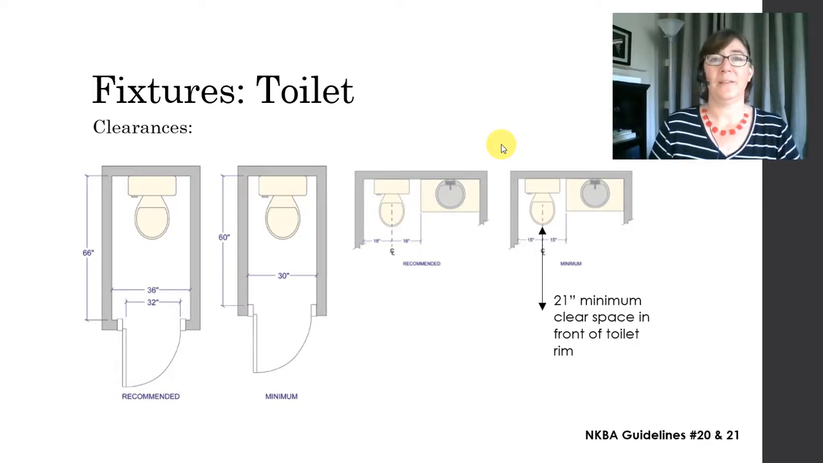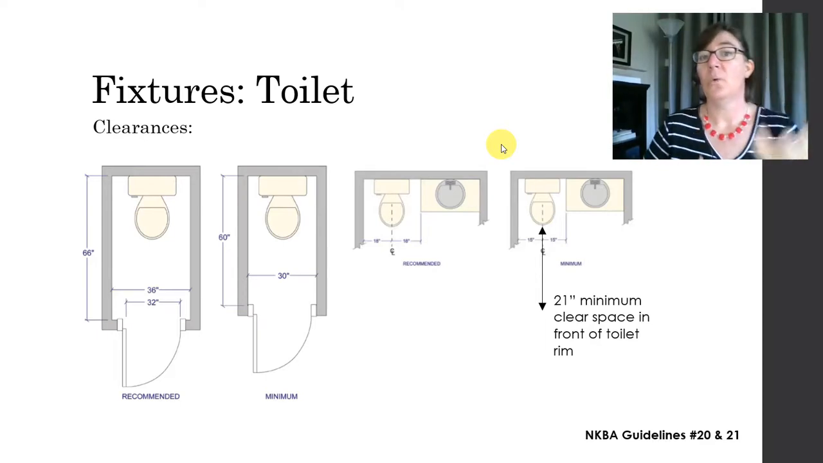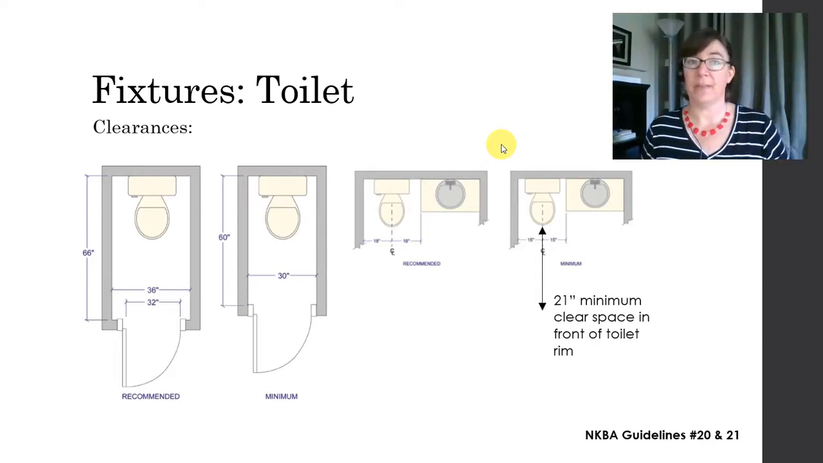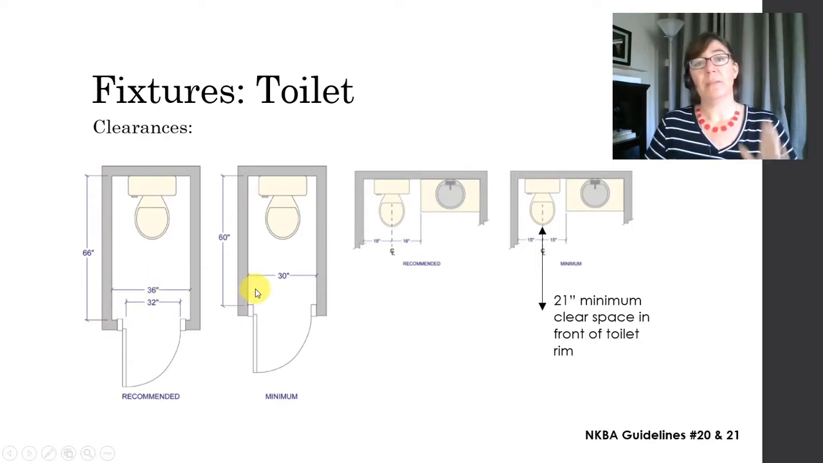Clearances around a toilet. You can either enclose your toilet in a toilet compartment, or you can have it open to the rest of the bathroom. If you enclose it, it will look something like this in plan. And it's recommended that you have this 36 inches wide by 66 inches long. But as a minimum size, you don't want to go any smaller than 30 inches wide by 60 inches.